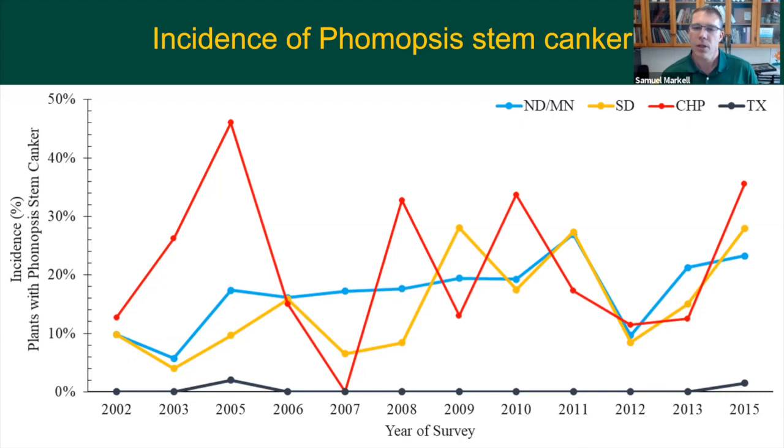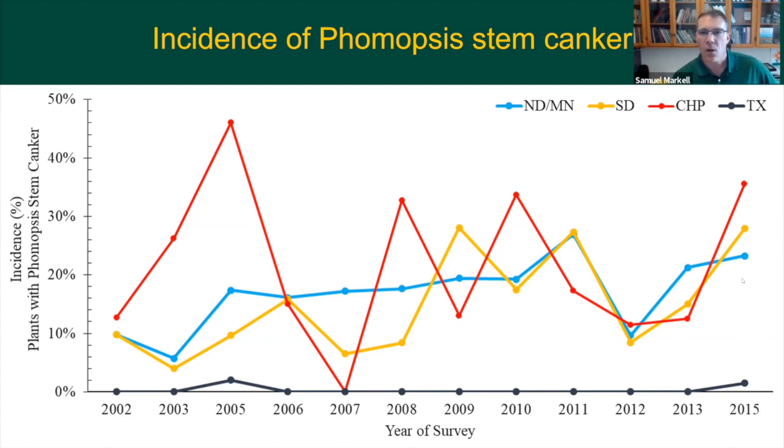As a general rule, when you do see it, you might have 20 to 30% of the plants in some cases with Phomopsis. So it's been increasing over time. It's becoming much more common in the area, but the incidence itself has stayed relatively constant. But when you do get it, you get it. A quarter of the plants are going to have it.